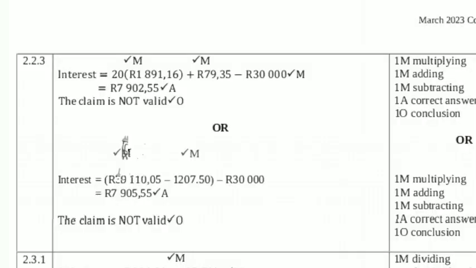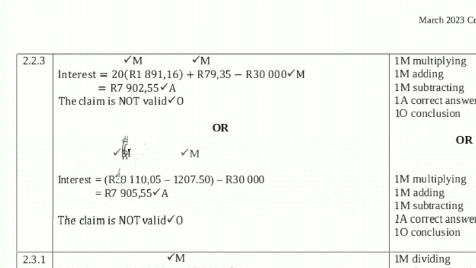Interest is 20 months, so we multiply by 1,891.16, or you can put it in brackets. You can say 20 times bracket 1,891.16 plus 79.35, which is the last payment plus interest, the balance plus interest that you calculated in 2.2.2. Then you say minus 30,000.